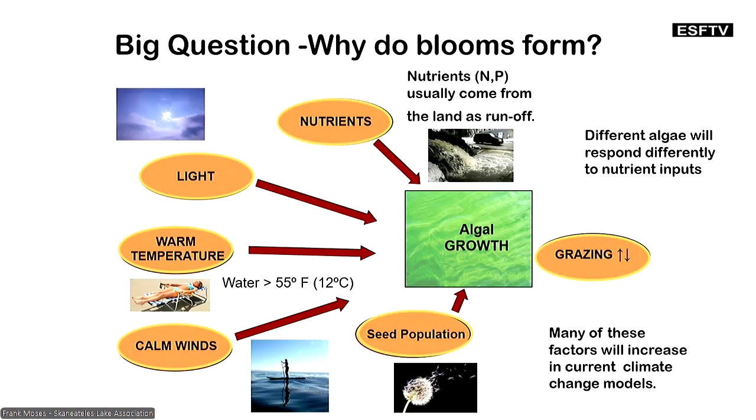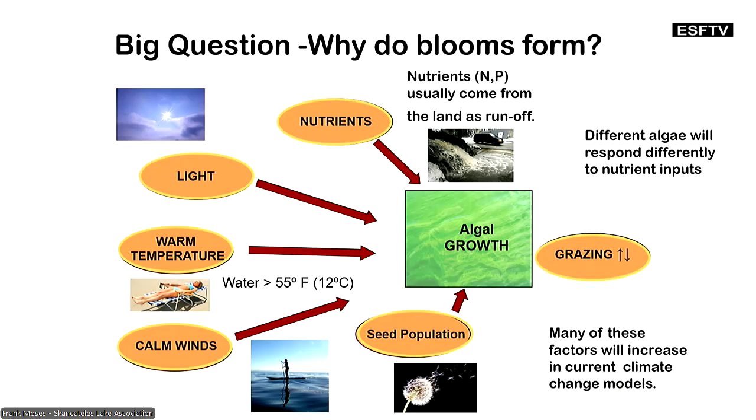Just a quick bit of review. Our real question is, why are we getting blooms? And I think that's everybody's question. And the thing you need to remember about a cyanobacteria bloom is there are 5 or 6 things that are important for the bloom to happen.